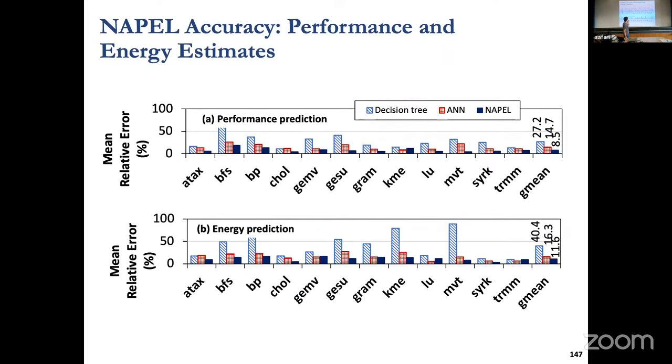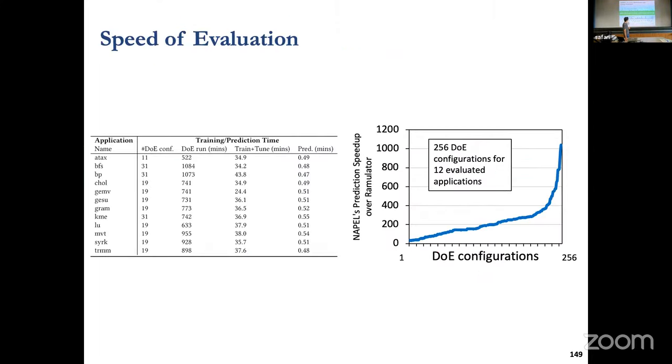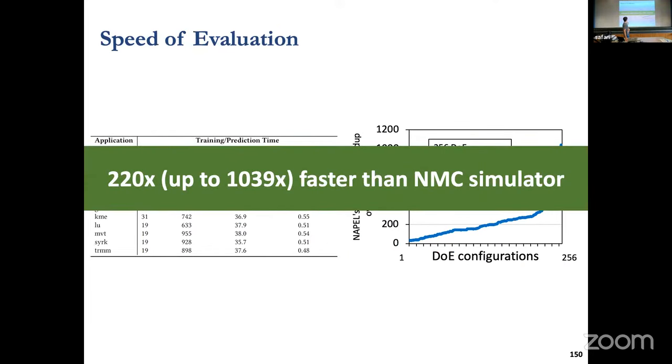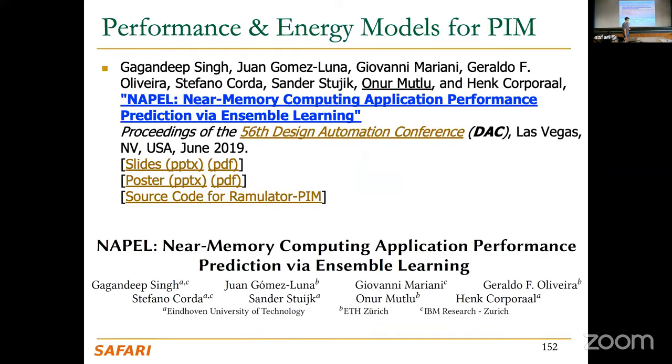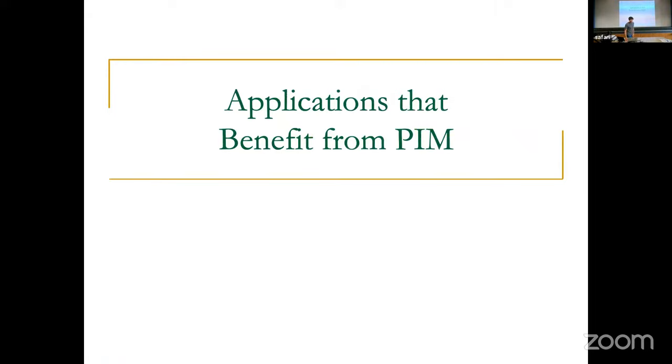And actually, now you can see how accurate the performance prediction is compared to, well, NAPEL is the rightmost one. There are also comparisons to other ML-based prediction methods like decision tree and an artificial neural network. And in the end, NAPEL can be much faster than doing the same analysis on a PIM simulator. So that's the idea of this NAPEL work. Okay, so I guess we are good to go.